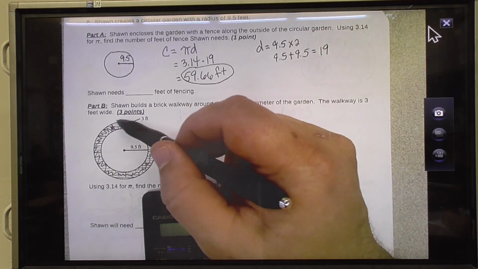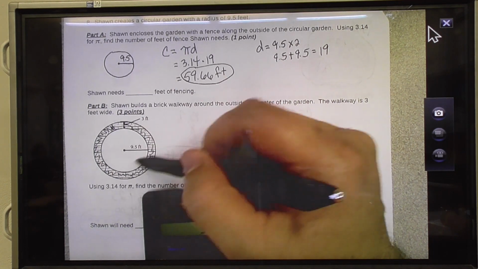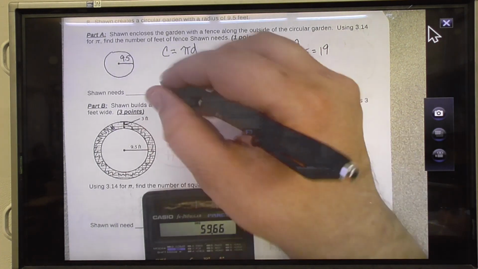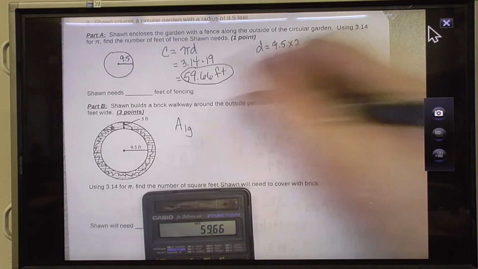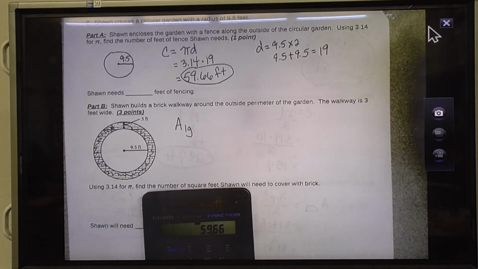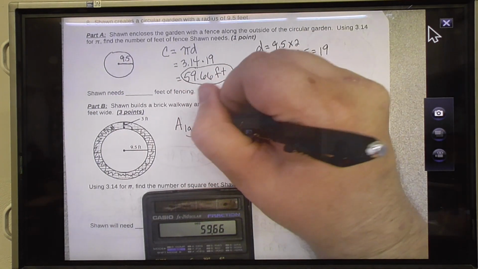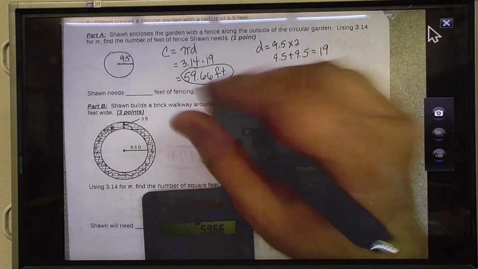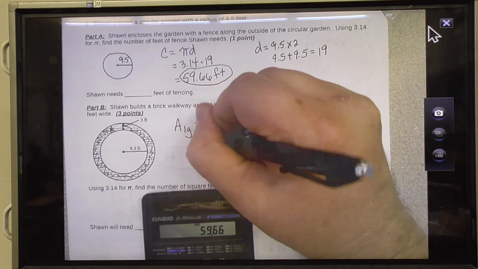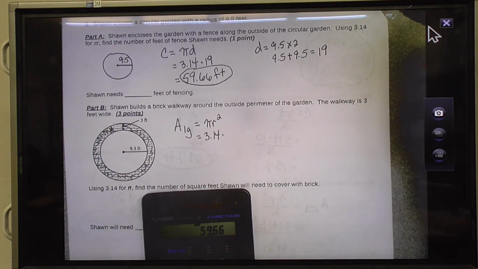No. Can you find the area of the large circle? Yes. Can you find the area of the little circle? Yes. Okay? So, what we're going to do first is find the area of the large circle. The large circle is equal to pi r squared. This is a full circle. Pi is 3.14 times, what's the radius of the large circle, including the bricks?